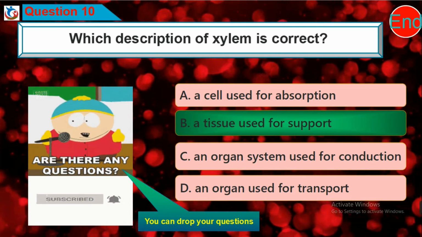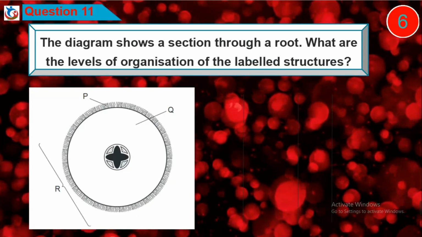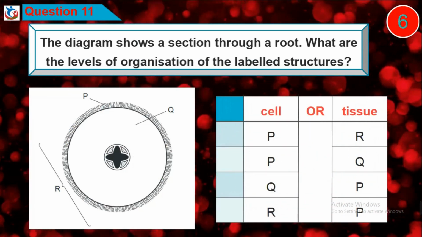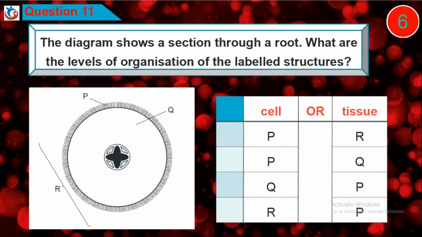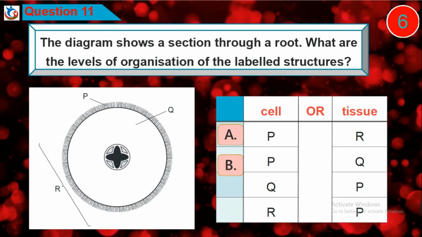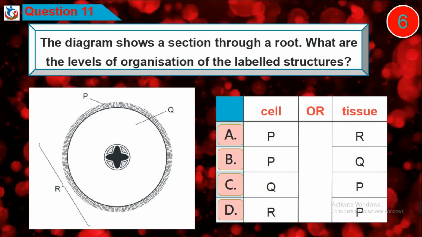Question 11. The diagram shows a section through a root. What are the levels of organization of the labeled structures? Is it option A, B, C, or D?